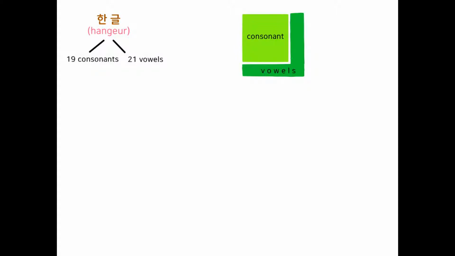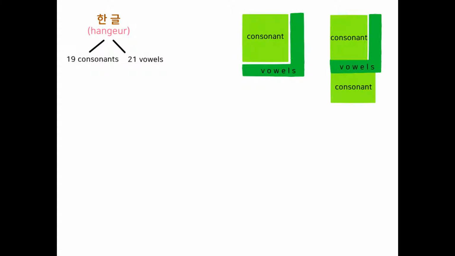Okay, so let's start. As I mentioned, there are 19 consonants and 21 vowels in Hangul. There are 2 ways to make a Korean letter. First way is to add 1 consonant with 1 vowel. And the second way of making a Korean letter is to add 2 consonants with 1 vowel. When there are 2 consonants in a letter, one of them is placed at the top and the other is placed at the bottom. And the vowel is usually placed to the right side of or below the top consonant. We are going to learn this in more detail in the next video.